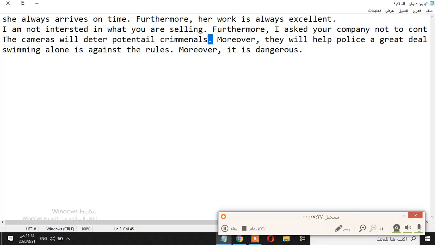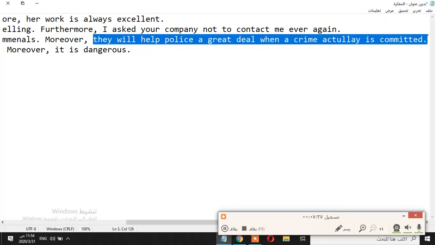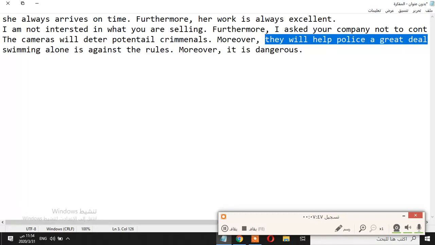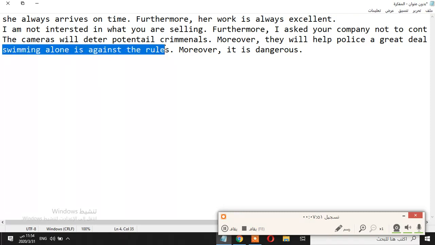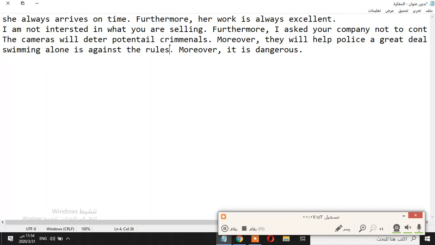Moreover, a comma preceded by a full stop: they will help police a great deal. A great deal. Yes, a sentence connector. It is used here, and a full sentence comes after moreover. Moreover, swimming alone is against the rules. Full stop. Moreover, it is dangerous.